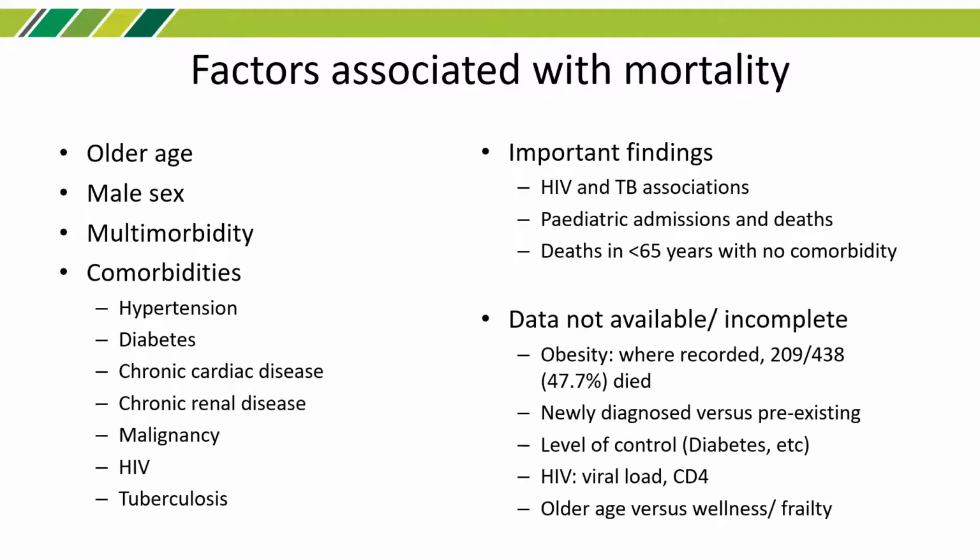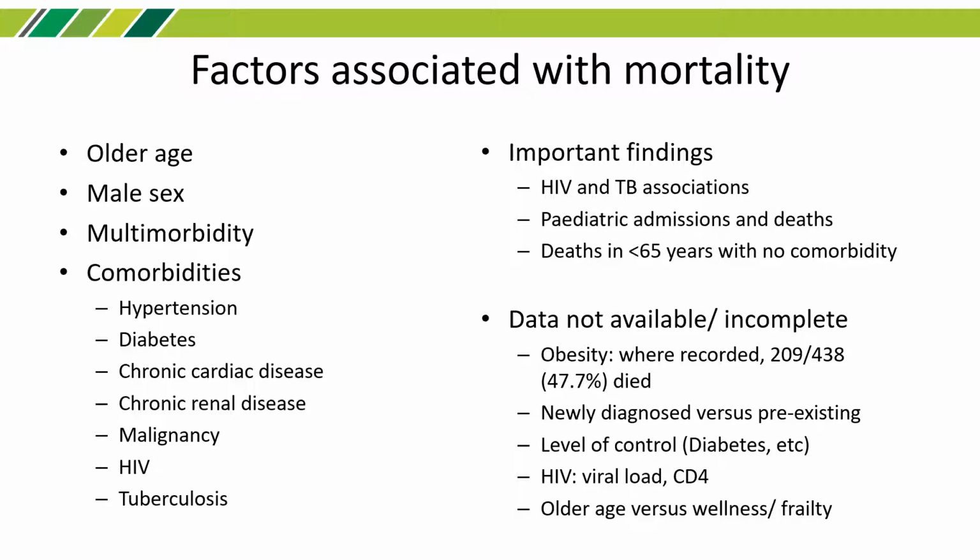What our data is not able to report on are the following. So obesity, we know from other countries, is a huge factor that's associated with death. We don't have it very completely recorded, but where it is available, almost 50% of people who were said to be obese died. We also don't know for conditions like diabetes whether these patients were newly diagnosed or did they have diabetes before this? And we also don't know how well controlled their diabetes was. So this information is just not available in our database.